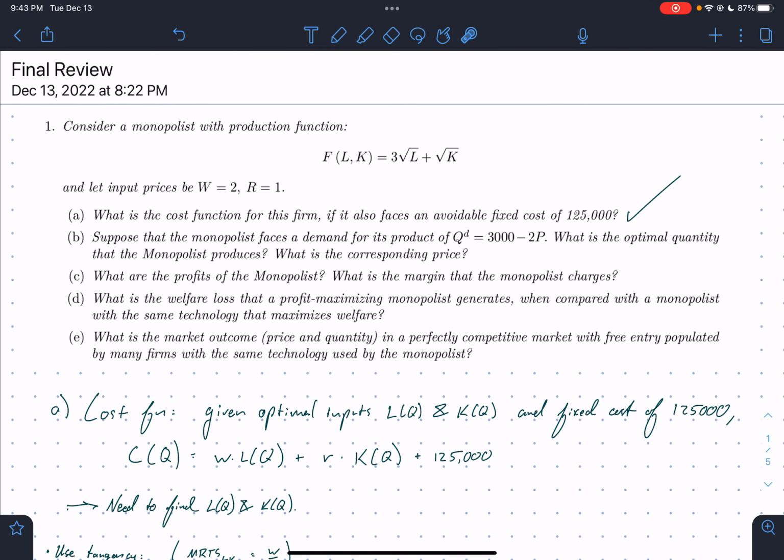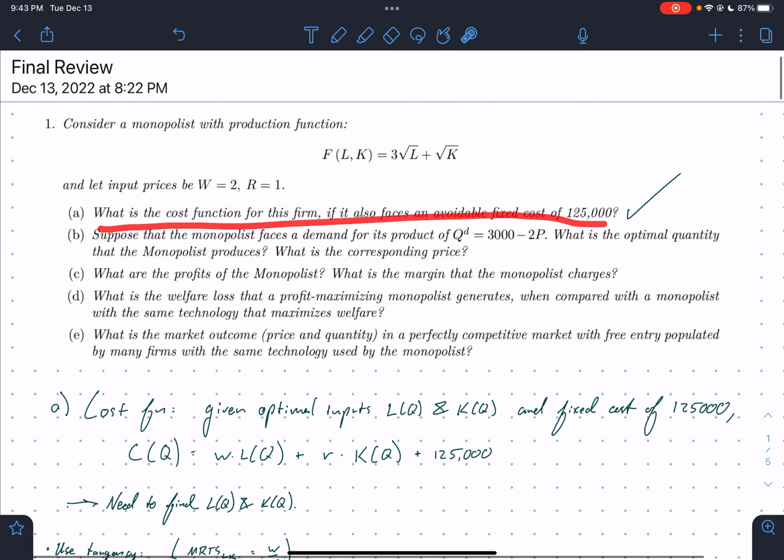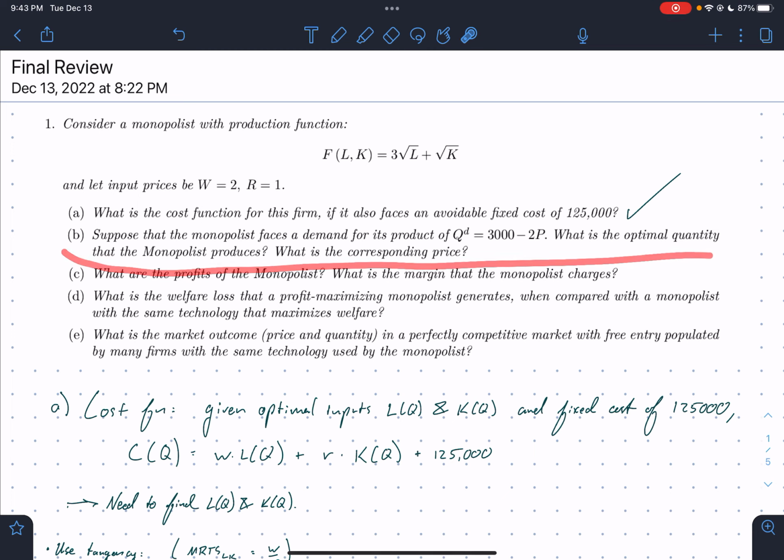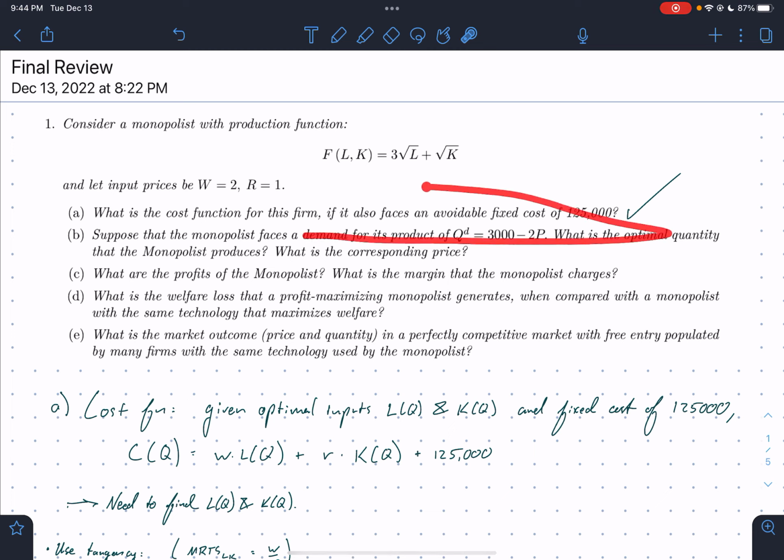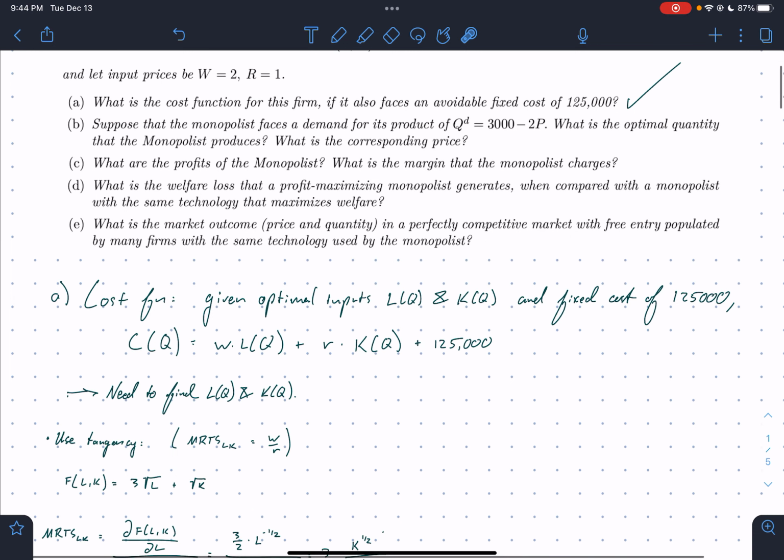So for the first part, we do a little cost minimization, find the cost function. Then for part B, we solve a monopolist problem, find the optimal quantity they produce, and the corresponding price. And we use the cost function we find in the first part. So again, it's important to find this. Then we find the profits of the monopolist. We find the margin or the markup that the monopolist charges, and we see that it's pretty high.